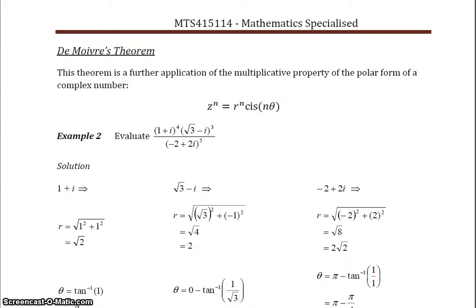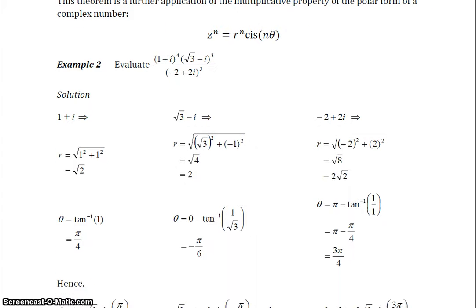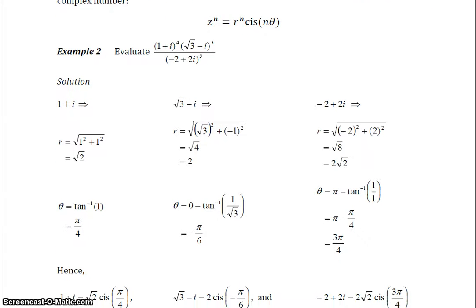And then we need to look at the arguments for each of them. Remembering that when we do that, we need to consider what quadrant it's in. The first one, 1 plus i, is in the first quadrant, and so we just need to consider arctan of the imaginary part over the real part. So 1 over 1 is 1, and arctan of 1 is pi on 4, so that's our argument for that one.